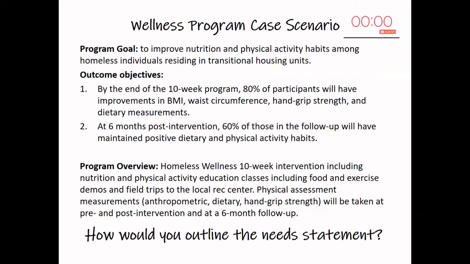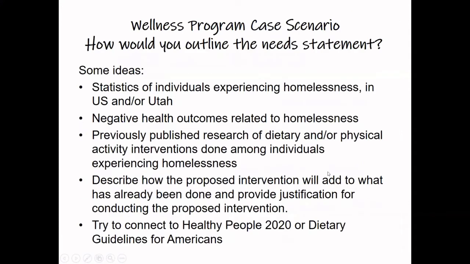Okay, so now I'm going to show you my thoughts on how we might outline the needs statement related to this particular wellness program case scenario. So these are just some ideas. You may have some other ideas as well. So in this case, I think in the needs statement, I would provide some statistics of individuals experiencing homelessness in the US and or Utah, negative health outcomes related to homelessness, any previously published research of dietary or physical activity interventions done among individuals experiencing homelessness, and then describing how the proposed intervention will add to what's already been done and provide justification for conducting the proposed intervention and the approach that we're going to take.